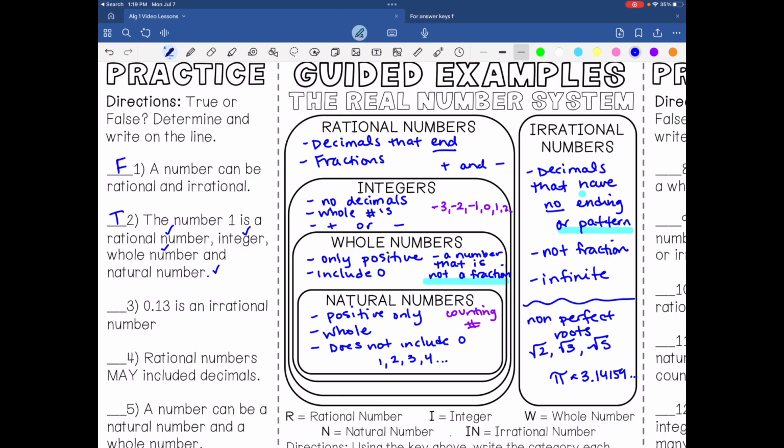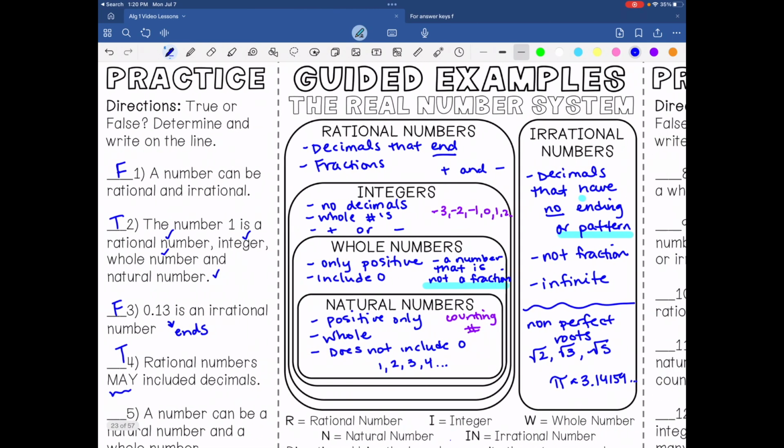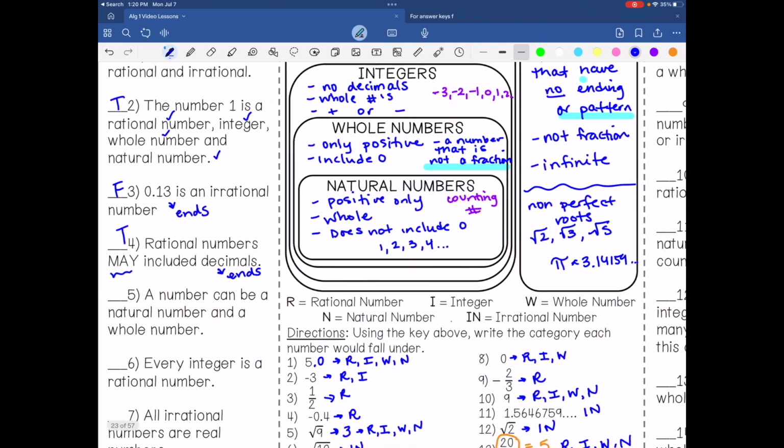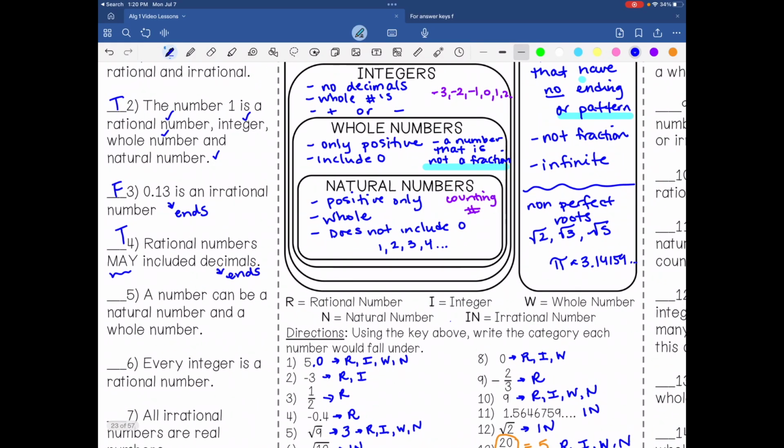0.13 is an irrational number. No. Why? Because this decimal ends. Rational numbers may include decimals. That is true. As long as the decimal ends, that number will be rational. A number can be a natural number and a whole number. Yes, that is also true. The only number that can't be both is 0. But every other number, whole and natural are the same category.